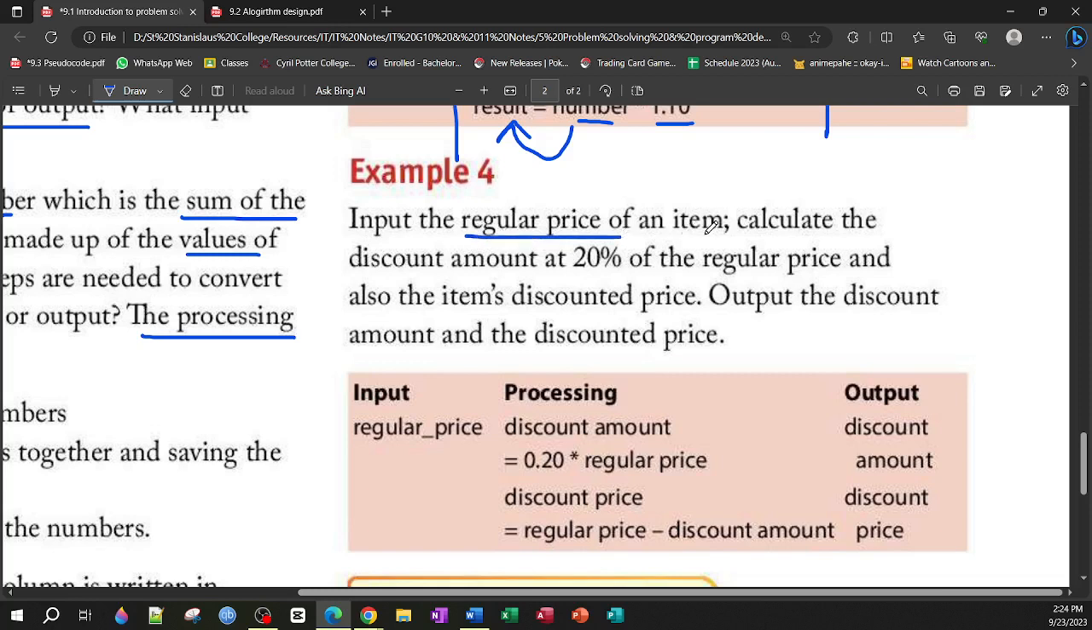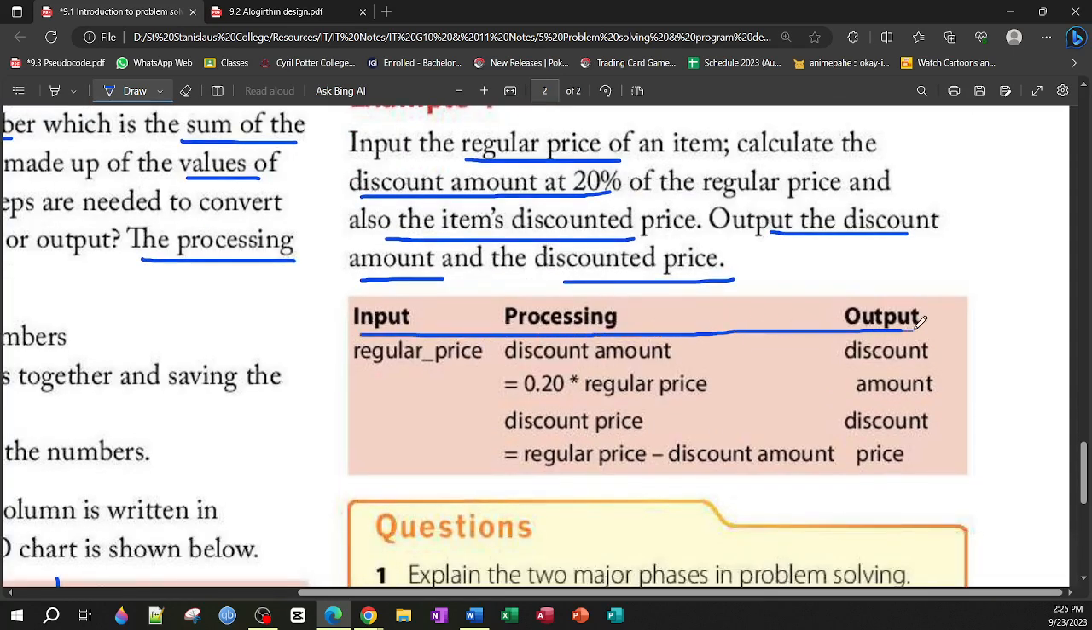Input the regular price of an item, calculate the discount amount of 20% of that regular price, and also the discounted price. So we need to calculate what's 20% and what is the actual price, and then output the discount amount and the discount price. So we're actually running a business here now. So if you notice, if you have a business, you can actually create a program to do certain calculations for you. So in this program, we input the regular price. So say for instance, the item is $200. We put in $200.